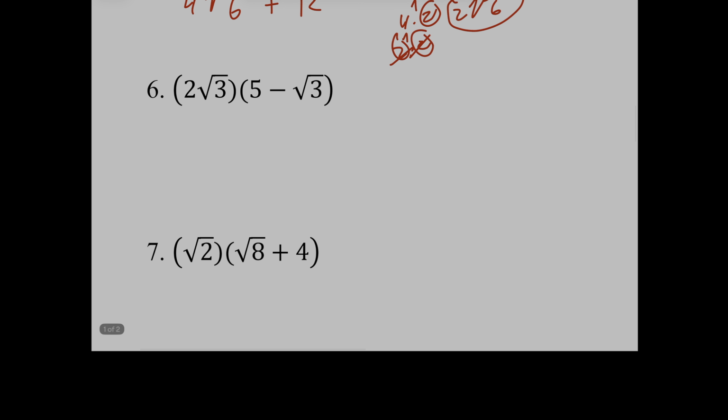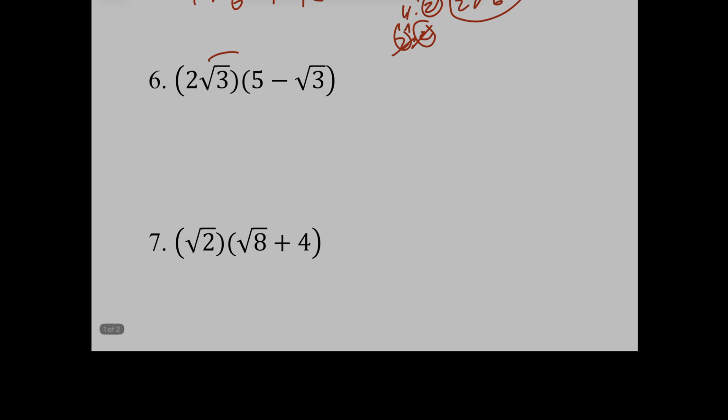Okay, let's go on to number 6. Multiply the outies and the innies, minus outies, innies. So now this is normal.